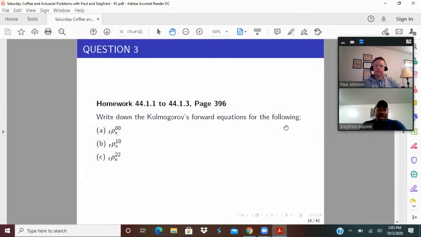All right. So the third problem, the requirement here is to write down the Kolmogorov forward equations for these three cases. Maybe a little bit of background about what the Kolmogorov forward equations represent and how useful they can be. The guy who actually invented this model is called Andrei Nikolaevich Kolmogorov. I believe he's Russian. Yeah, he worked on this type of model way back in the 20th century.